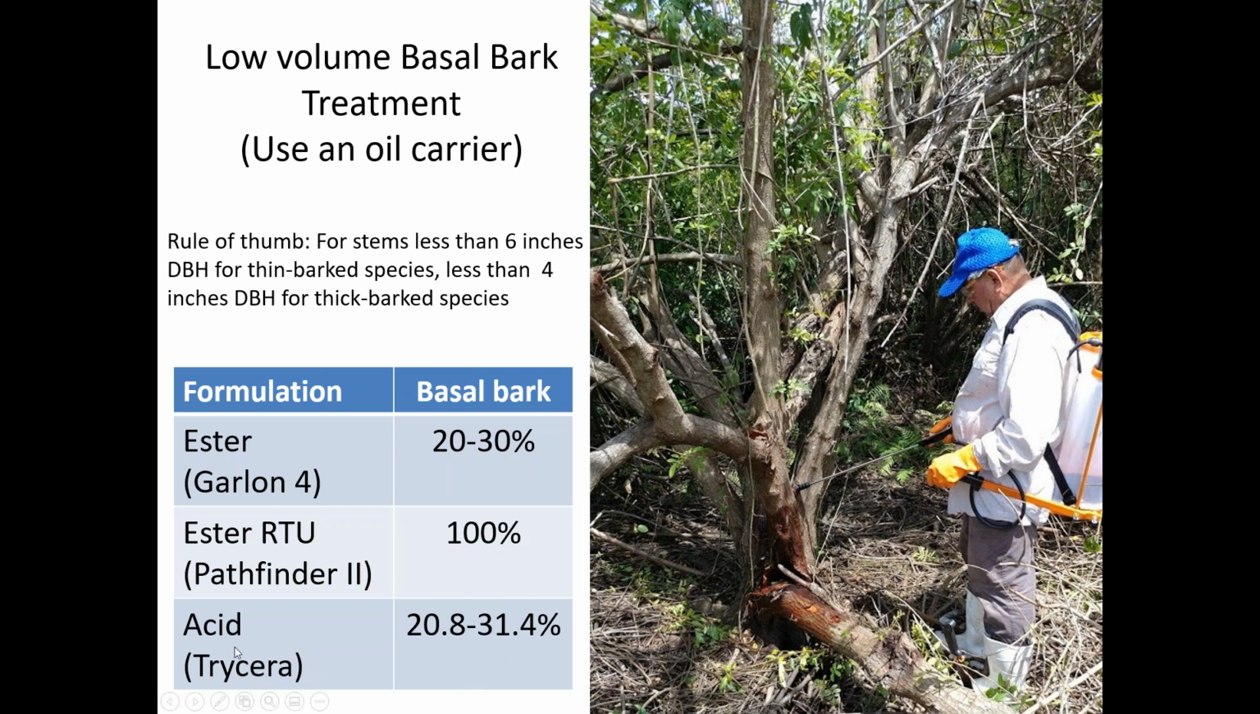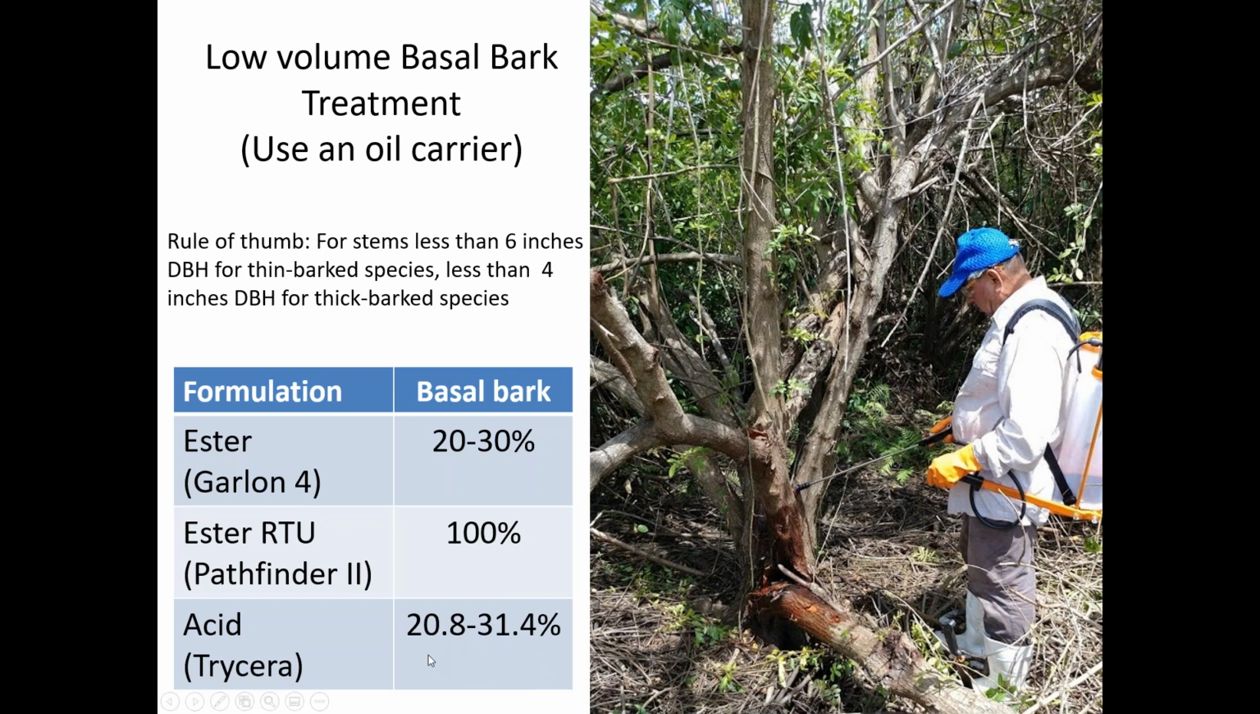Now, Tricera, I mentioned it before, this acid formulation, is soluble in oil and water. The label will tell you 20.8 to 31.4% on a volume to volume basis. Those seem like weird numbers, and it has to do with calibrating back to its 2.87 pound per gallon formulation. However, we do have a lot of applicators that are taking this 20.8 and cutting it down and utilizing a lower concentration.